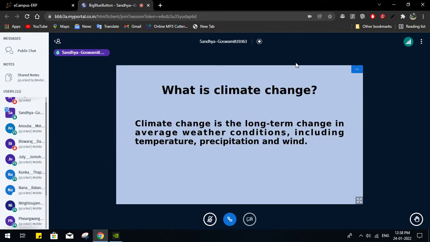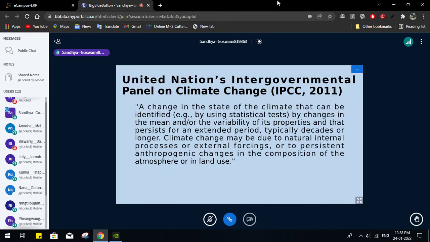So, global climate change and forests. As we have studied, what is climate change? We talked about how it is a long-term change in average weather conditions. Weather conditions means temperature, precipitation, and the wind. Precipitation is not only rainfall. When we say precipitation, all the forms of precipitation are included, whether it is rainfall, snow, or frosty conditions. All those are part of it.